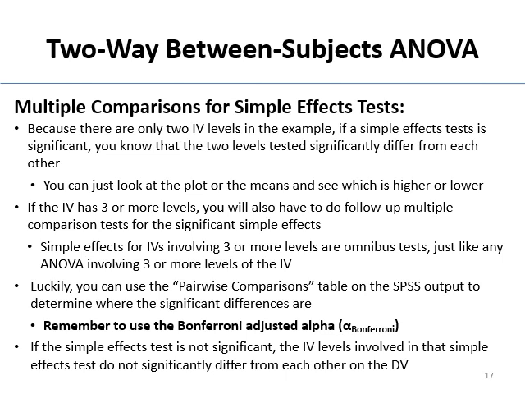So if the simple effects test is not significant, the IVs involved in that simple effects test do not significantly differ from each other on the DV. So you wouldn't do multiple comparison tests, you just stop. It's kind of like a gate. You only keep going, moving through gates, if they're unlocked. And unlocked means SIG is less than your alpha level.